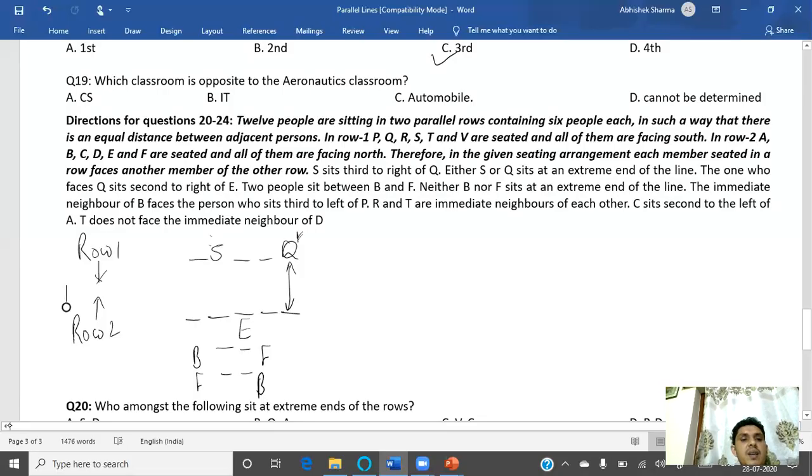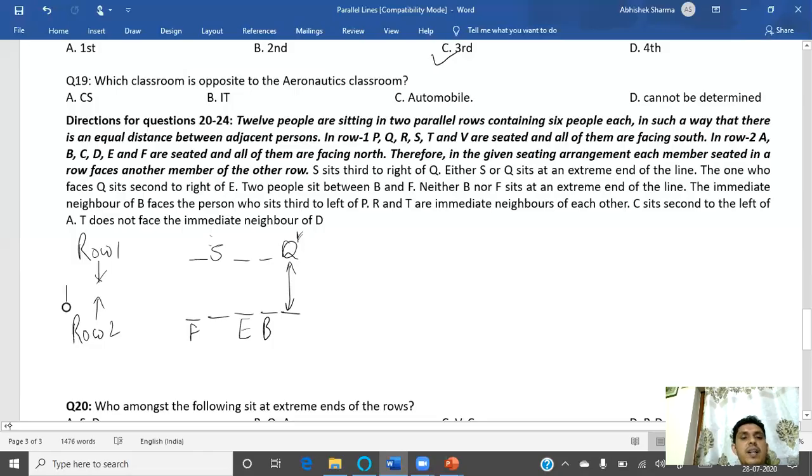Thereafter, the immediate neighbor of B faces the person who sits third to the left of P. So friends, if we are taking B here, the immediate neighbor of B faces the person who sits third to the left of P. That means P cannot be here. That means B will definitely not be here. That means B can be here and, a gap of 2, F must be here, right? So we can eliminate this from here. This has been done.